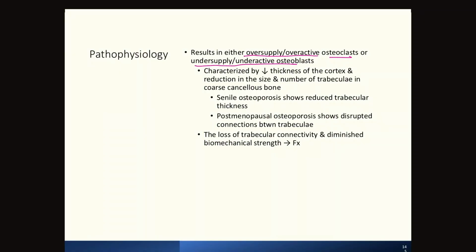So these are the two types. Senile osteoporosis has reduced trabecular thickness. When you say senile, it doesn't mean you're crazy. It means you're old, okay? In medical terms, senile just means old. So senile osteoporosis is age-related osteoporosis just from being old. Postmenopausal osteoporosis shows disrupted connections between the trabeculae.